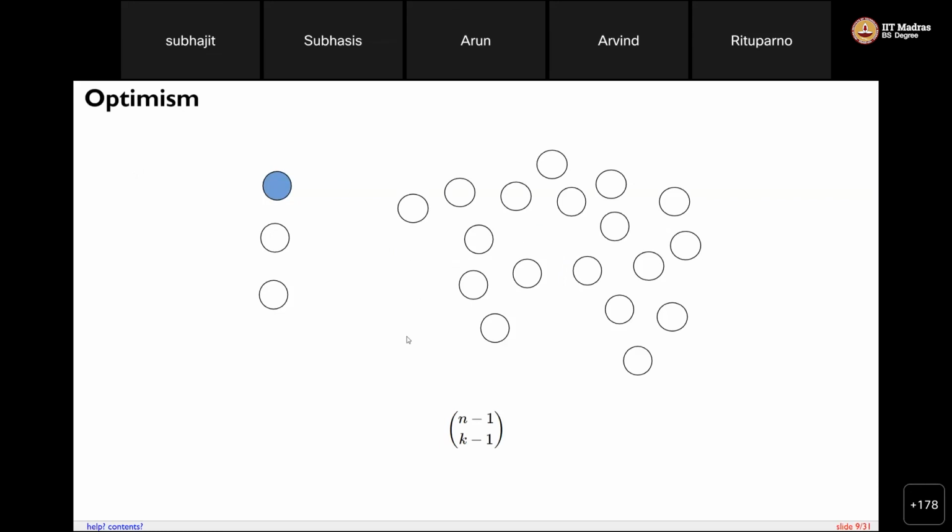So how many ways are there to select 3 people who will win a prize? You are always going to be there. So this is k minus 1. One prize is going to go to you always. And from the remaining n minus 1 people, you have to choose k minus 1. So this is n minus 1 choose k minus 1.